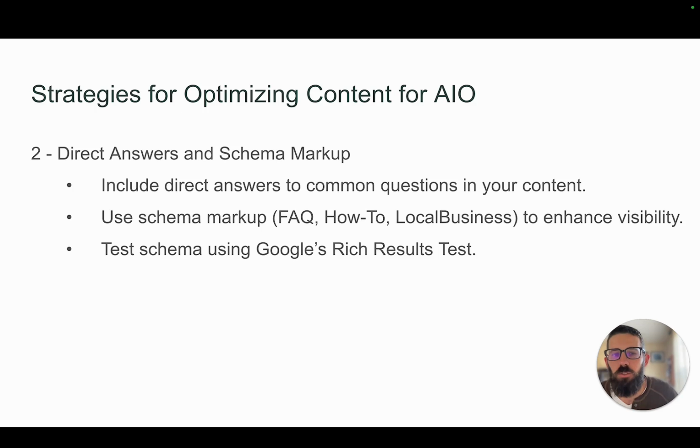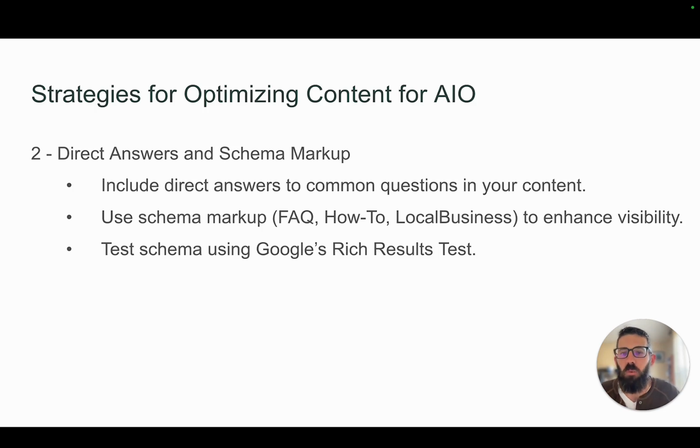You want to include direct answers to common questions in your content. When people are interacting with AI engines, they are talking conversationally. And so if it's asking, how do I do this? You want to have a brief, concise answer right in the content there. You can obviously go on to expand upon that, but we want to make sure that we have that in the content.